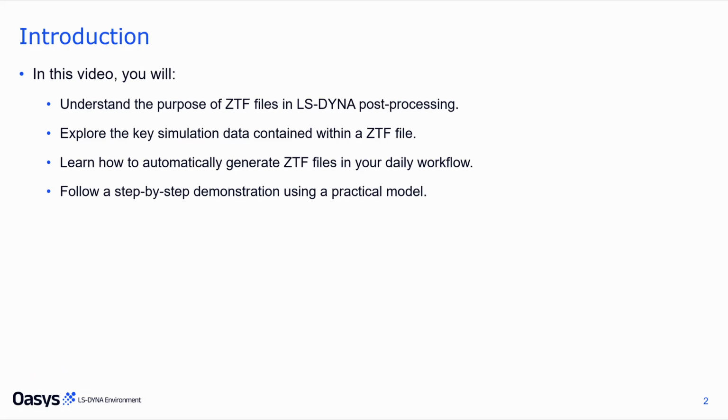Before we get started, I'd like to briefly introduce what we'll be covering in this tutorial. We'll begin by exploring the purpose of the ZTF files and the key information they hold. From there, we'll move on to the practical application, where I will show you 3 straightforward methods for generating these files automatically within the Oasys suite. And to bring this all together, we'll look at 2 demonstrations. We'll see the difference the ZTF file makes when processing models with features like cross-sections, spotwelds, and composites.